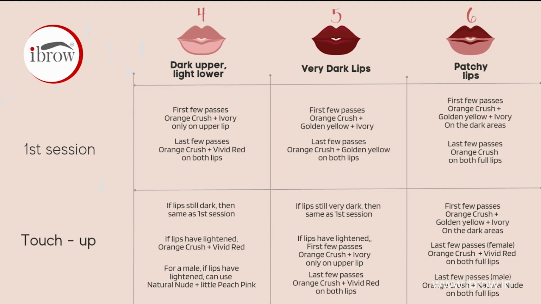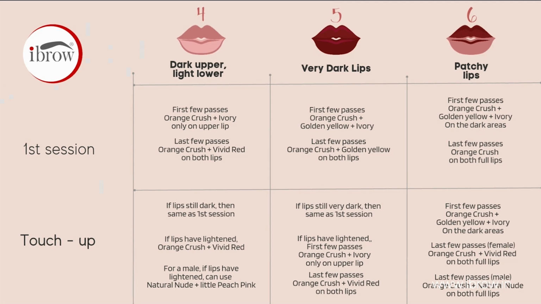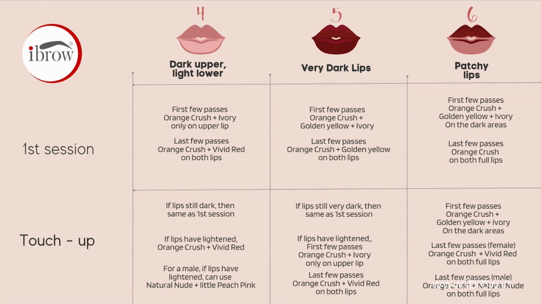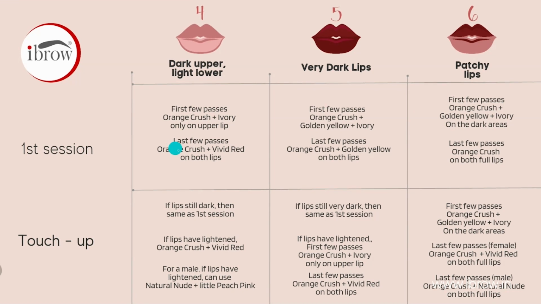However, we cannot use two completely different colors in the upper lip and the lower lip. So what we are going to do here is, first few passes of Orange Crush plus Ivory we will do only on the upper lip, and then both the lips, the upper as well as the lower, we will combine Orange Crush and Vivid Red, and we will do the next few passes.